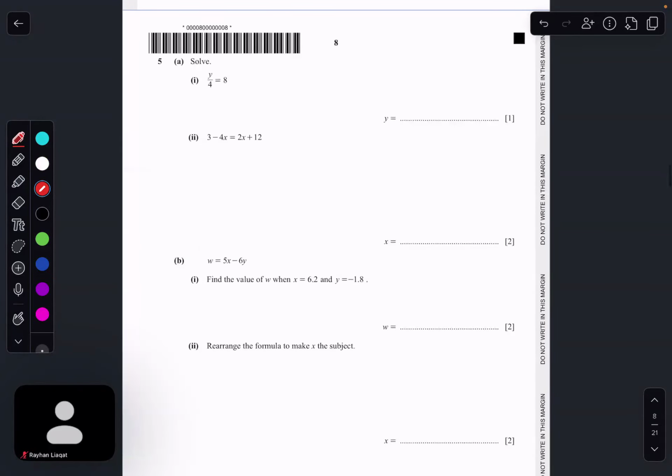Now, question 5, we just have to solve it. So this should be y over 4. So 4 times 8 is 32. Then, if we rearrange it, we have minus 6x and 12 minus 3, that is 9. So x is equal to 9 by minus 6. We have minus 3 by 2.